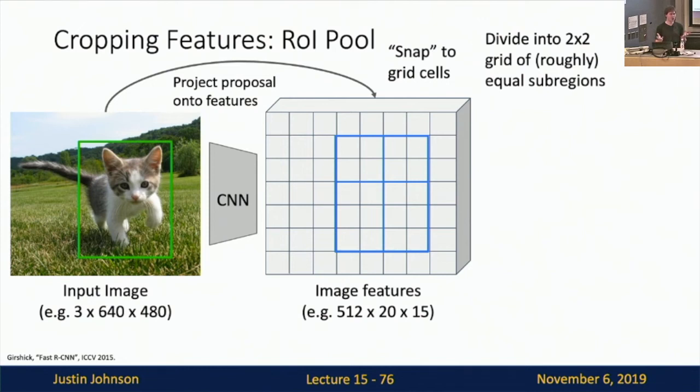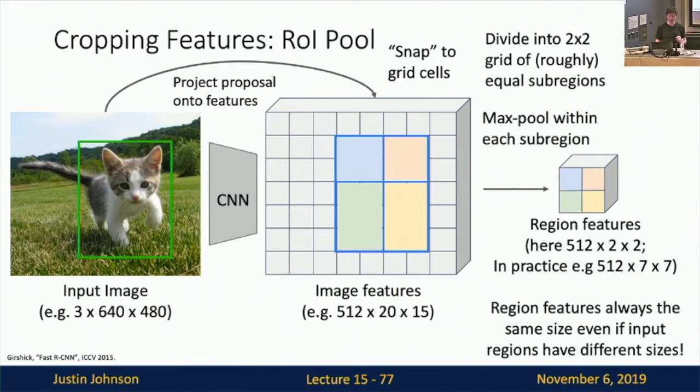Say we want to do 2 by 2 pooling. Then we would divide that snapped region proposal into roughly equal 2 by 2 regions, as close as we can get, keeping aligned to grid cells, and then perform max pooling within each of those regions. So this blue region would be a 2 by 2 by 512, and then we'll do max pooling within that 2 by 2 region to output a single 512 dimensional vector in the pooled output.